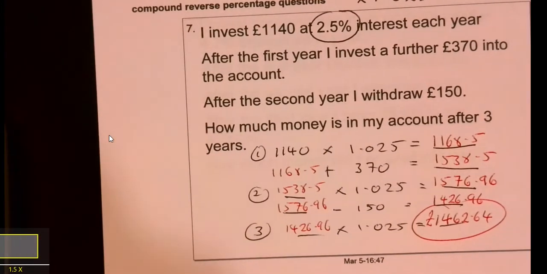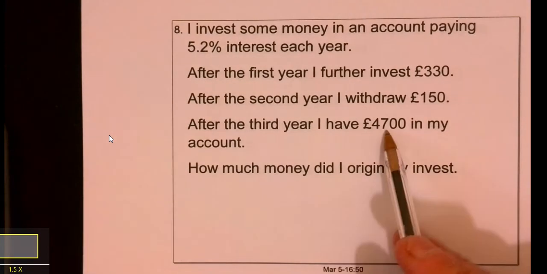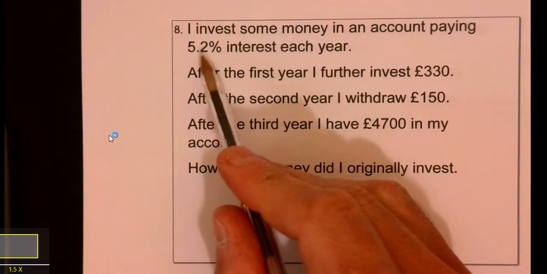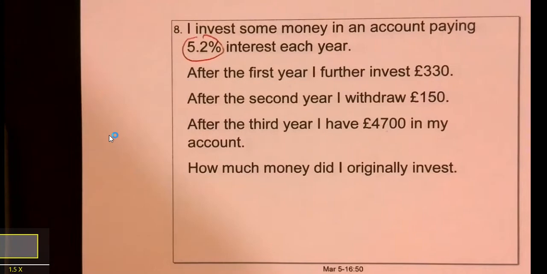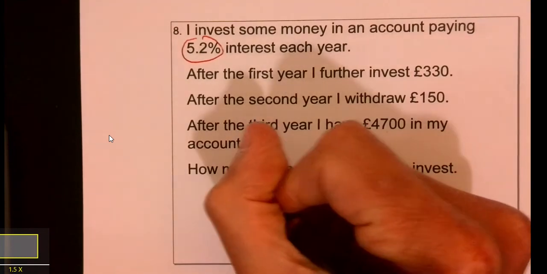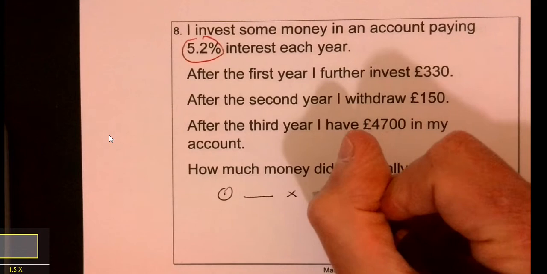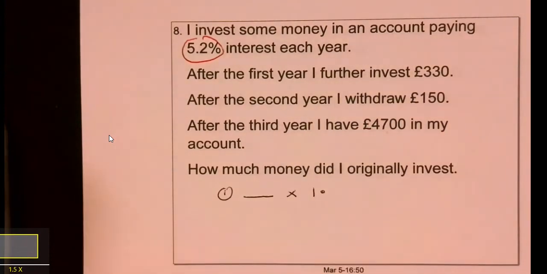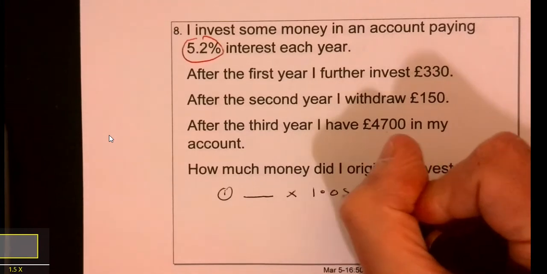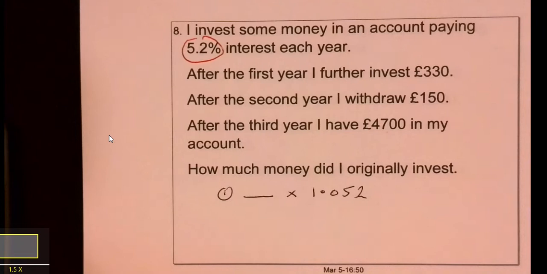Right. Number 8. Similar idea. Oh, this is one of those backwards ones. It's giving me the final answer, and it's giving me a slightly awkward bit there to deal with. Right, 5.2%. So think about how we deal with this. So what do we got? So year one. We've got some money that we've invested, and then we're multiplying that by... maybe try and write this down yourself first before I do. So 5% would be this, so 5.2% would be 1.052.